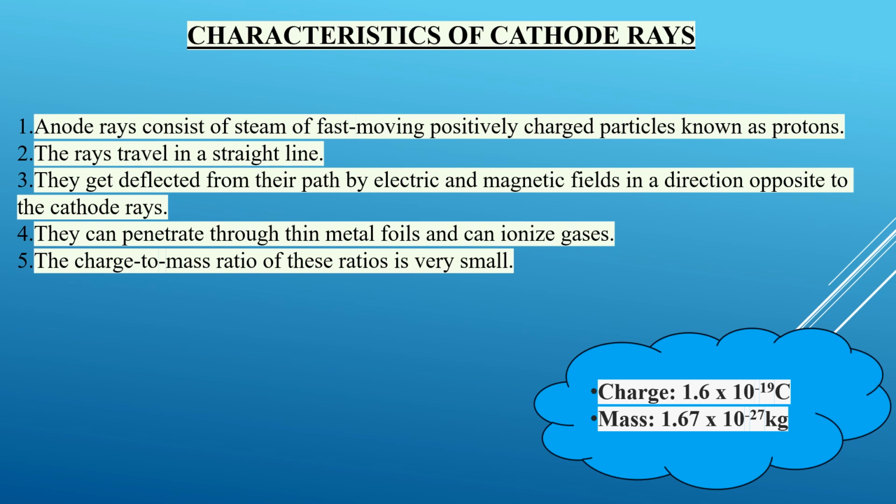They can also penetrate through thin metal foils, and the charge to mass ratio for these is fixed and very small. The charge on a proton is the same as the charge on an electron, the only difference being that electrons carry negative charge and protons carry positive charge. So the charge on a proton is positive 1.6 x 10^-19 coulombs, and the mass of a proton is 1.67 x 10^-27 kilograms.